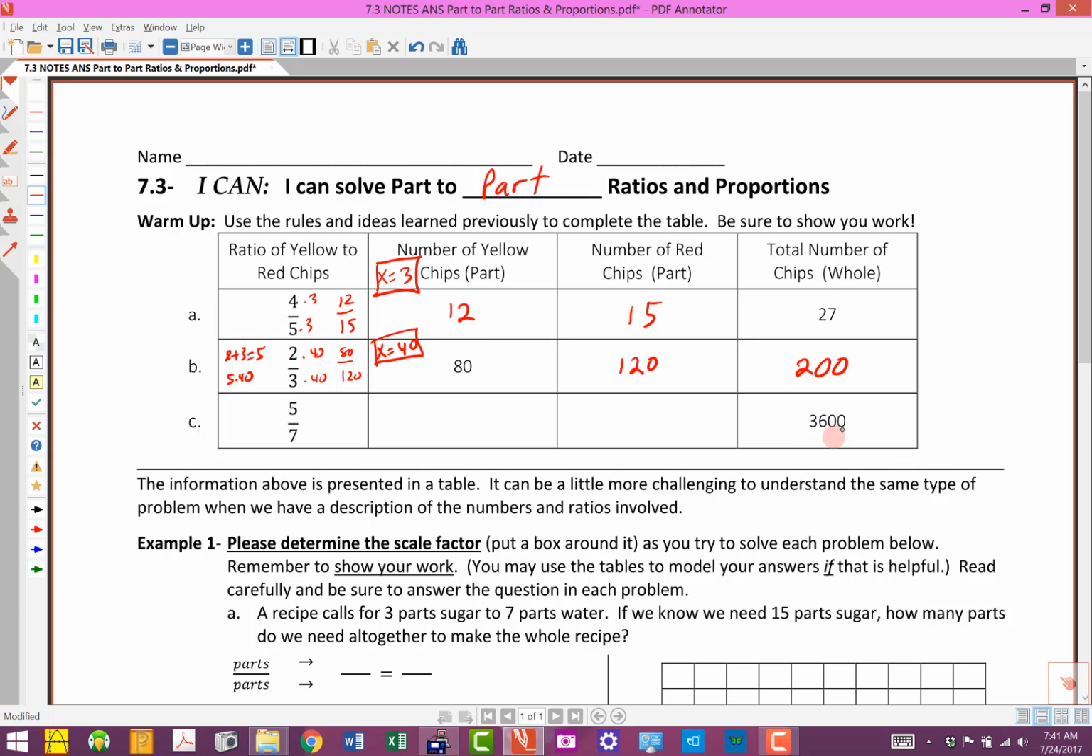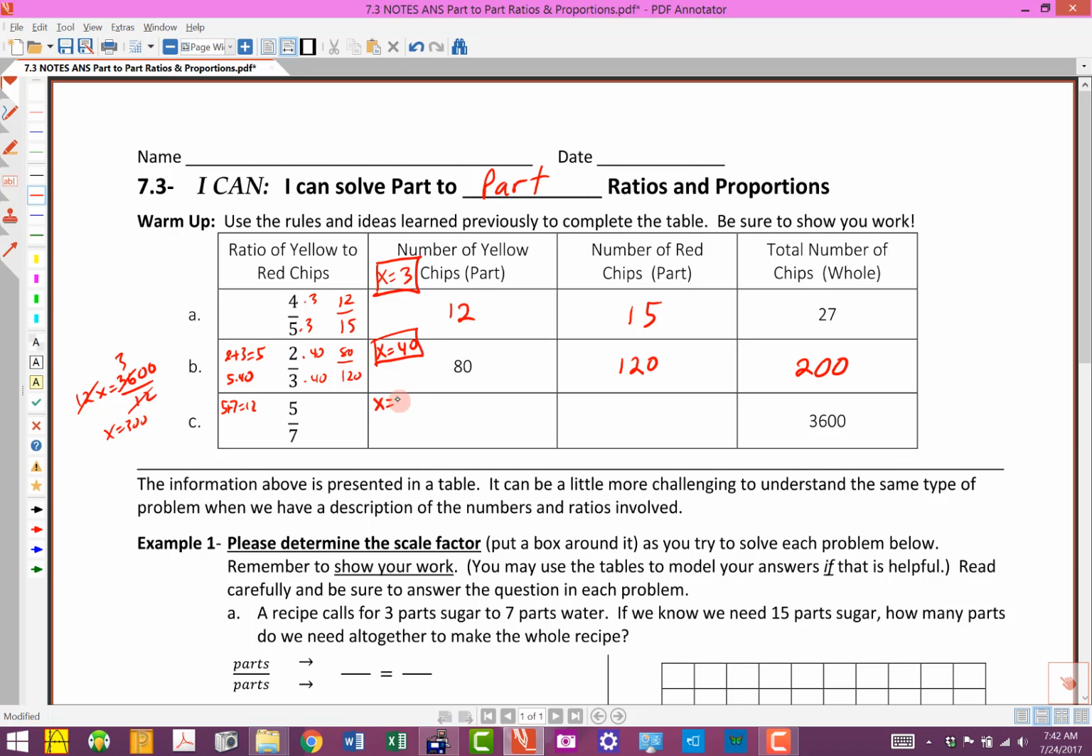Again, we've got the 3600 right here. We've got the 7 and the 5. That's the reduced ratio. We've got to find these numbers right here. These are going to be pretty big because there's 3600 chips here. So let's do the 5 plus 7. We end up with 12. 12 times what equals 3600? So let's divide both sides by 12. And 12 would go in here 3 times, so that would mean x is equal to 300.